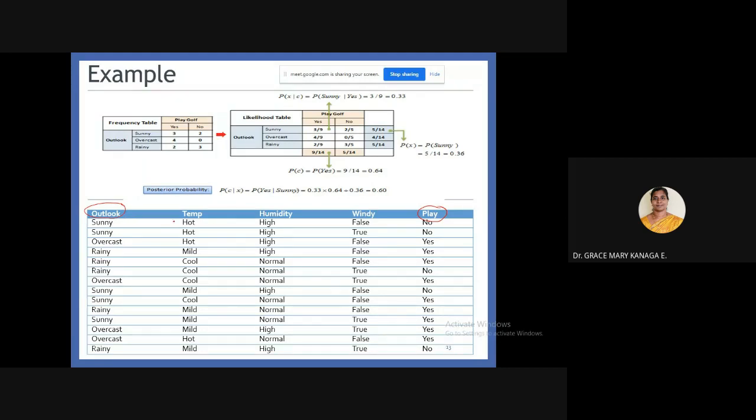Whether the values are correct? Under sunny, this is 2 no. Then here also sunny. Tell me, whether the likelihood table is correct? Yes or no? Are you able to understand what I am talking about? Whether this frequency table is correct based on this? Yes or no?